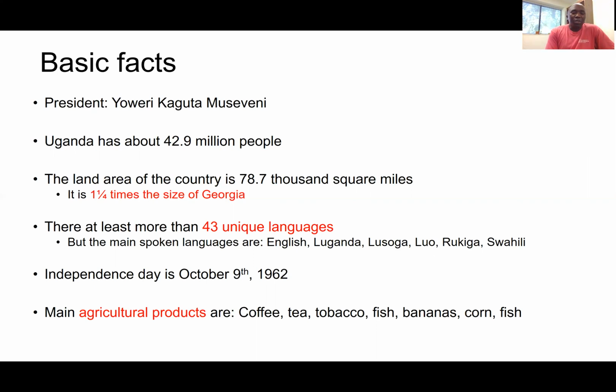Like the United States, Uganda was a British colony, and it got its independence on October 9th, 1962. Uganda basically is an agricultural country. The economy of the country relies on producing crops, and the main crops that we grow and export around the world include coffee, tea, tobacco, bananas, corn, and fish.